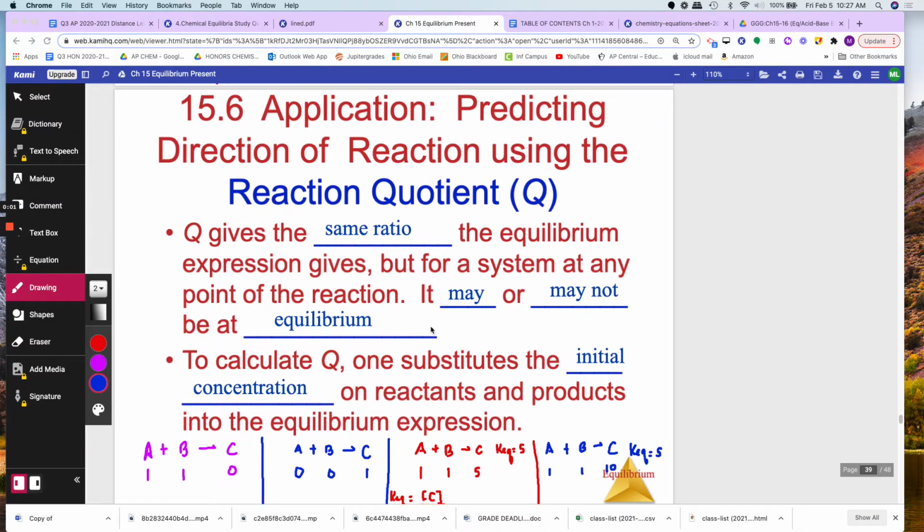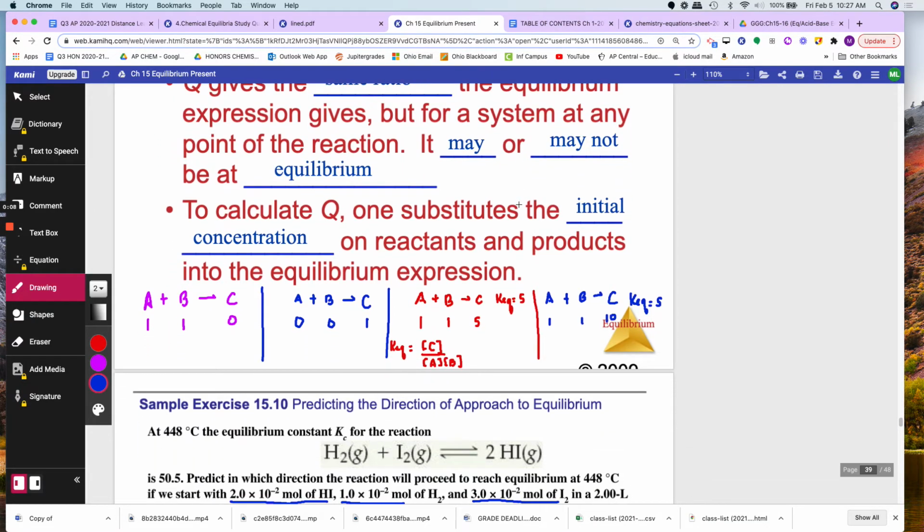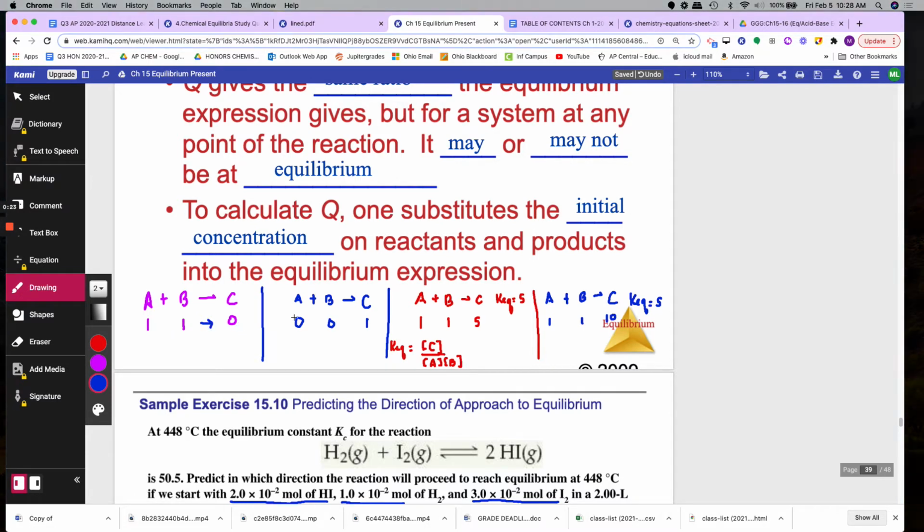In this lesson, you will be learning about the reaction quotient called Q. So first, let's look at this equation: A plus B goes to C. If you have 1 molar A, 1 molar B, and you have 0 C, which way will this reaction proceed? Of course, it will go to the right to produce some products.